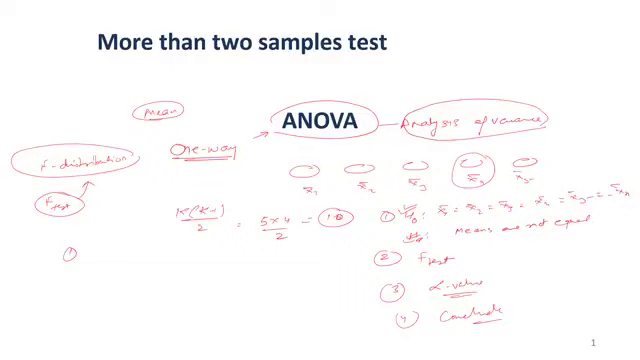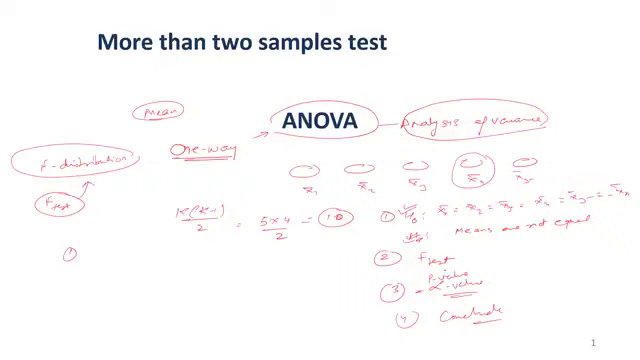Again, I will reiterate: there is an intermediary stage, the test statistic, after which we calculate the p-value, and that p-value we compare with alpha. If the p-value is less than the alpha value, then we reject the null hypothesis. I'm repeating this again and again, so you have to remember this point: only if the p-value is less than alpha do we reject the null hypothesis. Otherwise, we go with the null hypothesis.